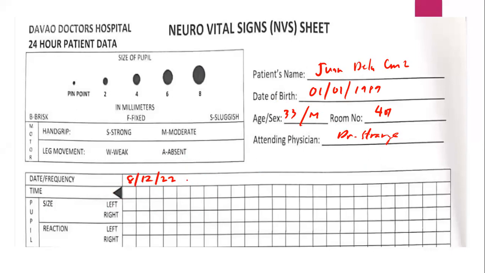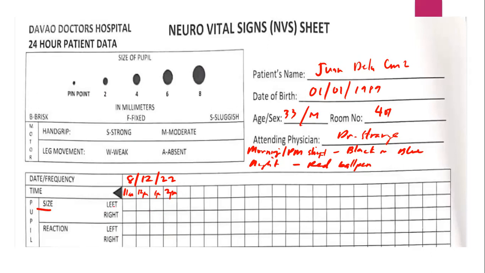Then frequency, you have, let's say, every hour, for example 11 a.m., 12 p.m., 1 p.m., 2 p.m. Again, in Davao Doctors, for the morning shift or PM shift you have your black or blue ballpen. For the night shift, you have your red ballpen. For me, only red is available here, so you have to change that. It should be black.